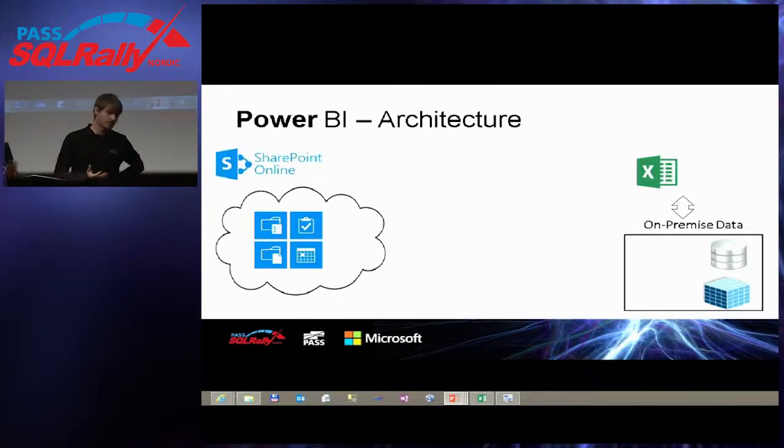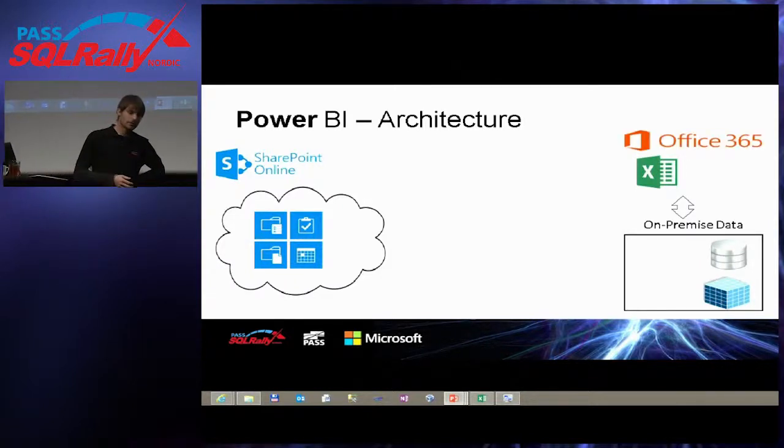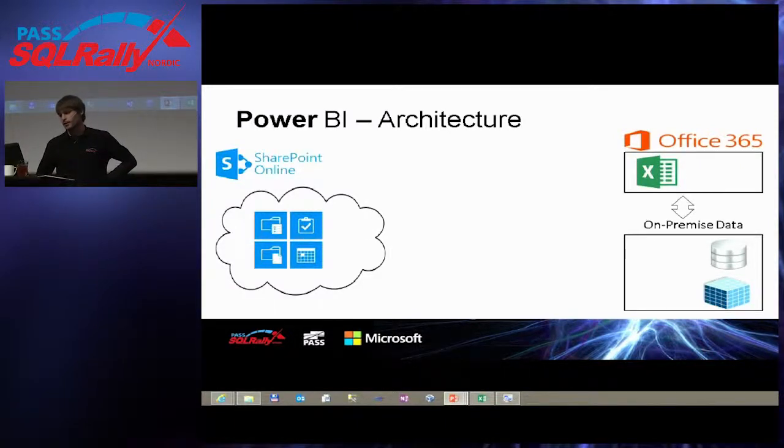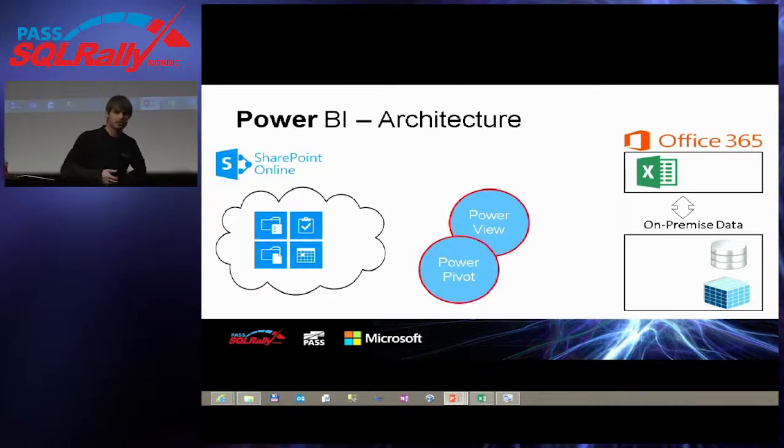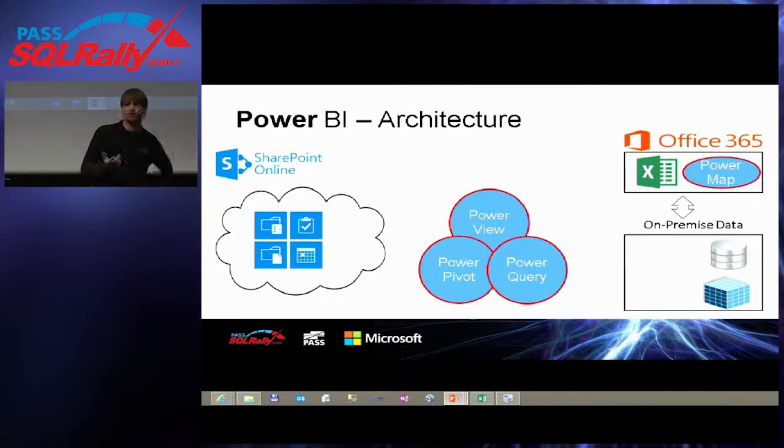The collaboration part, as I said, is SharePoint Online. Excel is used in a special version, let's call it that. It's Office 365, which is basically Office 2013, but is a bit better connected to SharePoint Online and Power BI. And then we have all the tools that you already know. We have Power View, we have Power Query, we have Powerpivot, and Power Map. Those are the tools that we are basically working with.